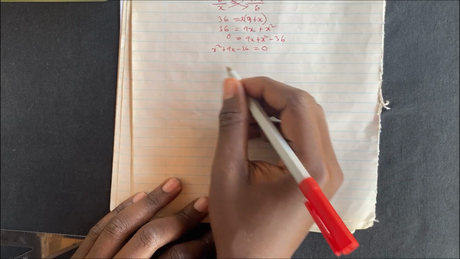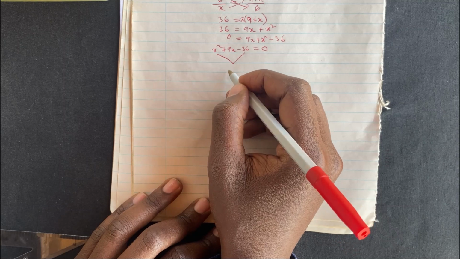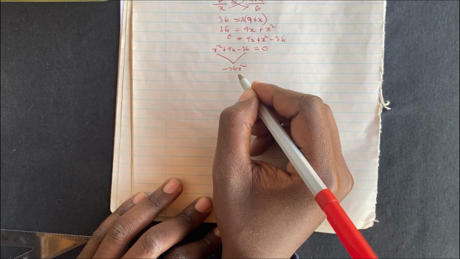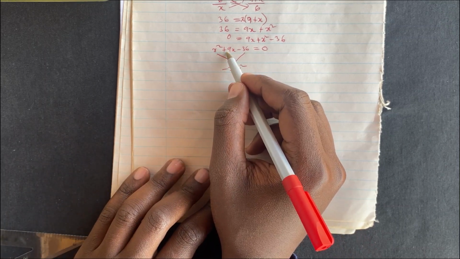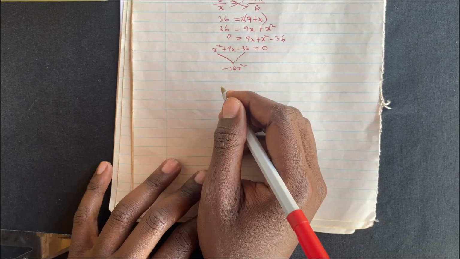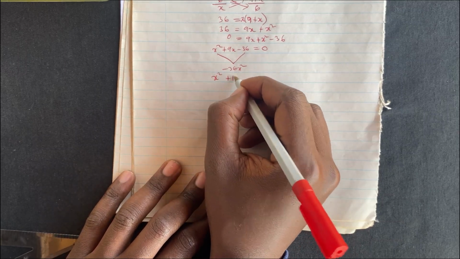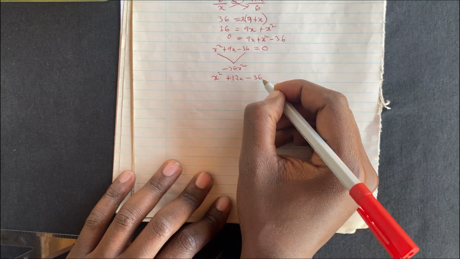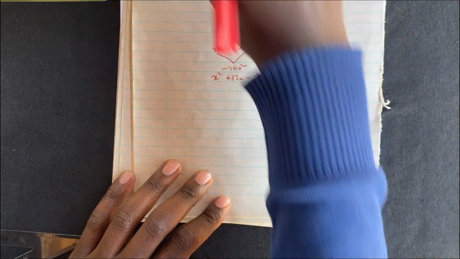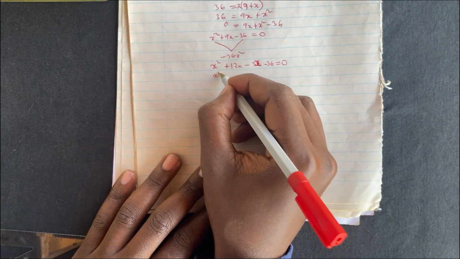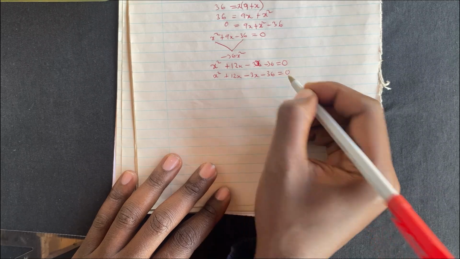What you need is to factorize. For you to factorize 3 terms, we're going to multiply the first and the last term. So it is going to be minus 36x squared. And then we're going to look for factors of minus 36x squared, which when you add, they give you plus 9x. So those factors are plus 12x minus 3x. So let me just rewrite it clearly. So this is x squared plus 12x minus 3x minus 36 is equal to 0.